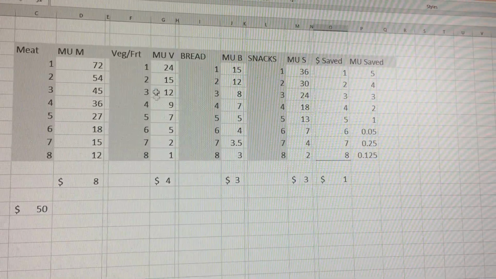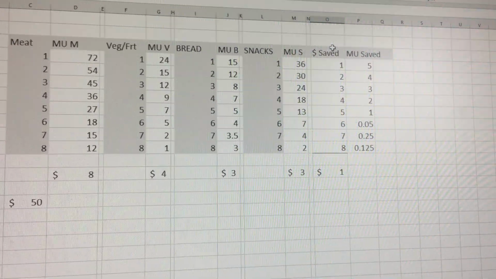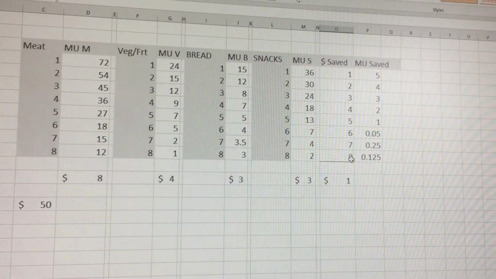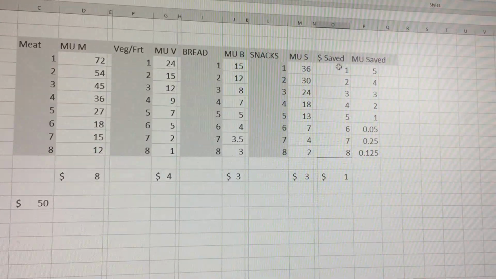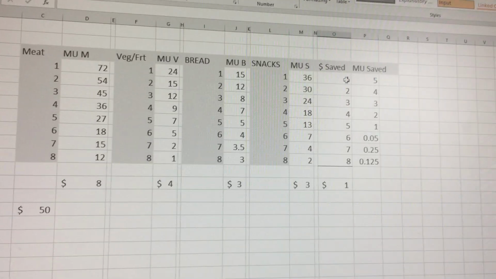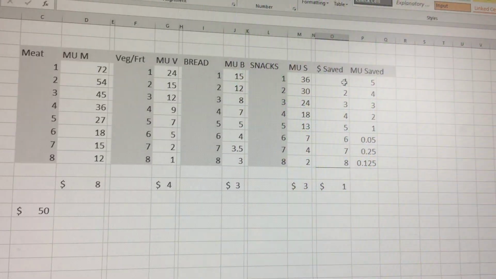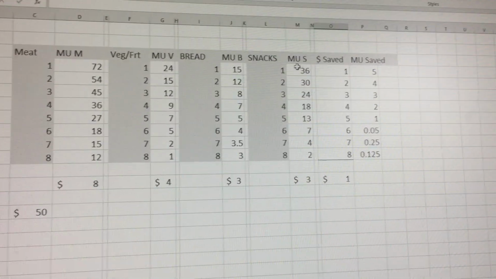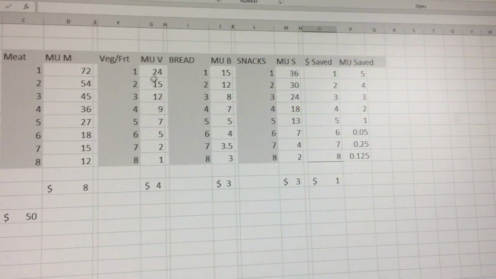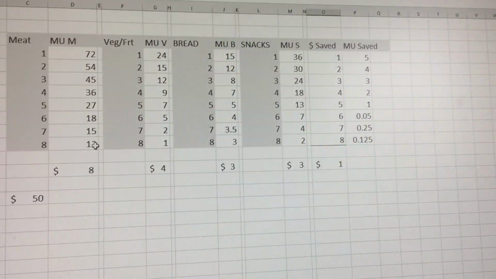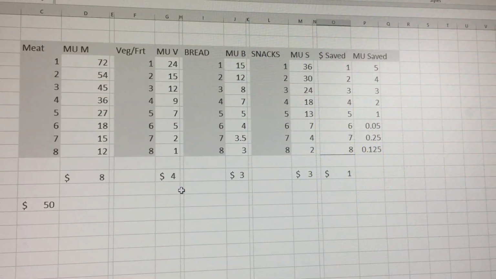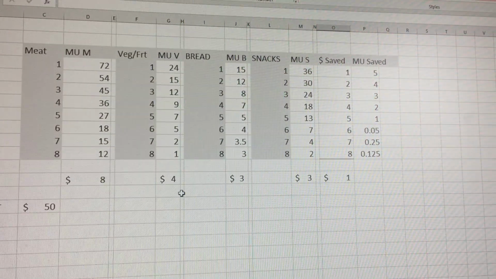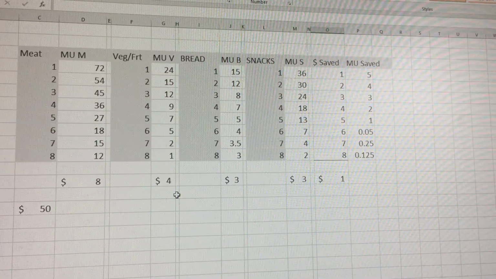We have the same thing for fruit and vegetables, bread, snacks, and I added a column here, saved. What if we don't spend our money? There's some pleasure we receive from saving it. And so if we keep that last dollar in our pocket so we at least have $1, we get 5 units of utility for having that $1 in our pocket. Okay, you will notice all of these demonstrate what we call diminishing marginal utility. That's the key factor in consumer choice. The more we consume of something, the less each additional unit gives us in terms of pleasure.